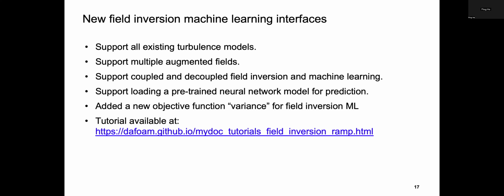For example, I add an augmented field called beta nu theta to the SA model. I add an augmented field called beta k to the k equation, and the same thing for the omega equation, such that in the field inversion, you can easily say, I want to augment this field, say beta omega. This is flexible to use.